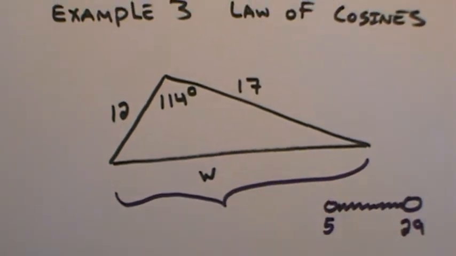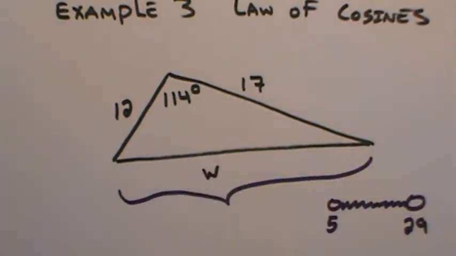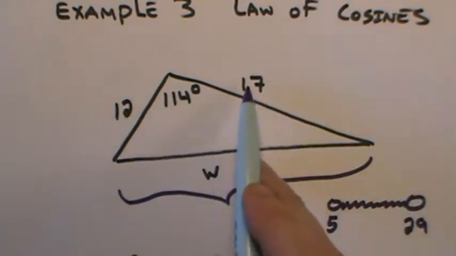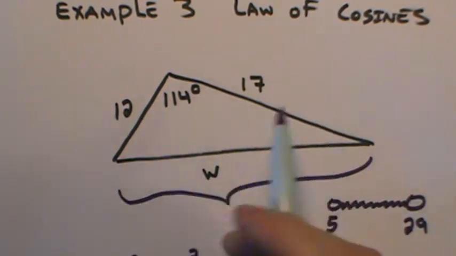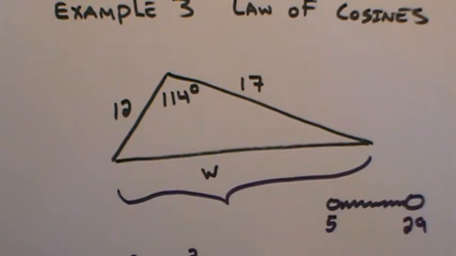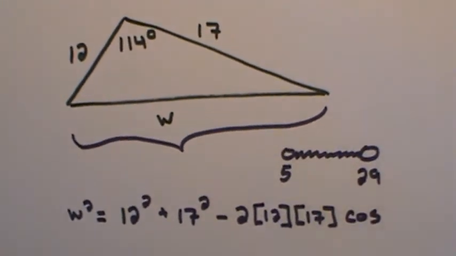To figure this missing side, I'll use the law of cosines, which says little w squared is equal to the sum of the squares of the other two sides. So 12 squared plus 17 squared minus 2 times 12 times 17 times cosine of that in-between angle, the angle that's in between the two known sides. We'll call it 114 degrees. And now I'll simply plug that straight into the calculator.